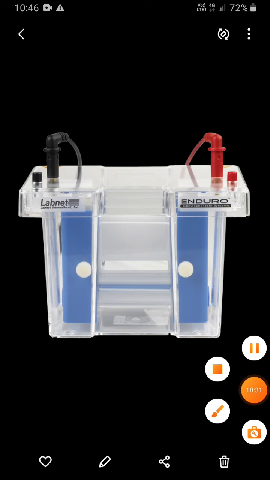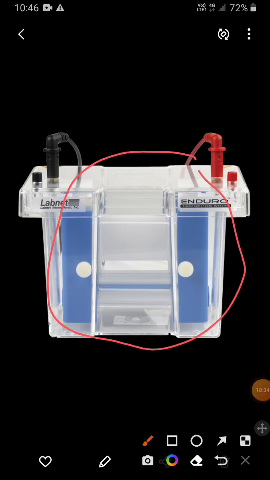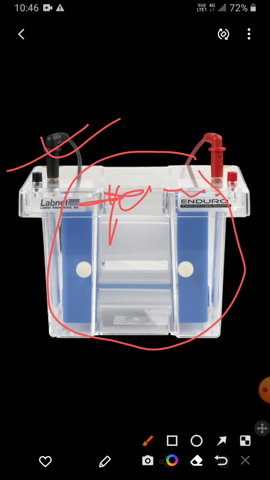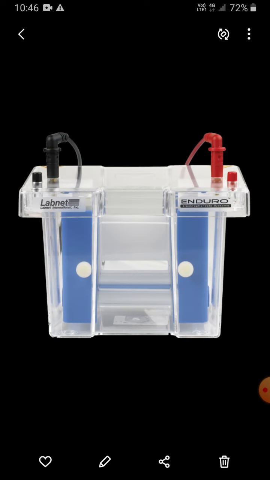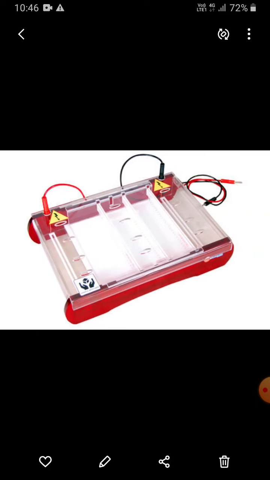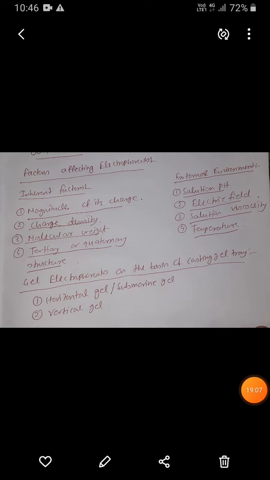Another kind of casting gel is the vertical gel. Usually vertical gel electrophoresis is performed in case of protein separation. Here the lane for protein insertion, or protein addition, is here, and the migration will be something like that. There will be a buffer tank here and a buffer tank here. This is vertical gel electrophoresis. And remember one thing: vertical gel electrophoresis is never a submarine gel electrophoresis, but horizontal gel is a submarine gel electrophoresis.